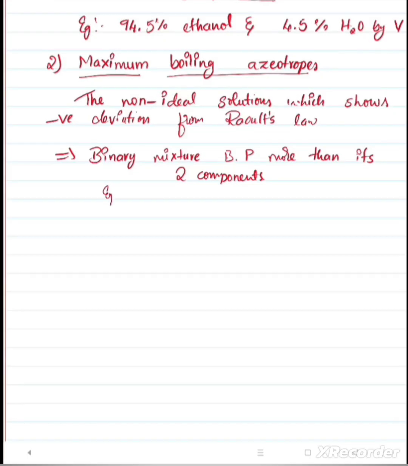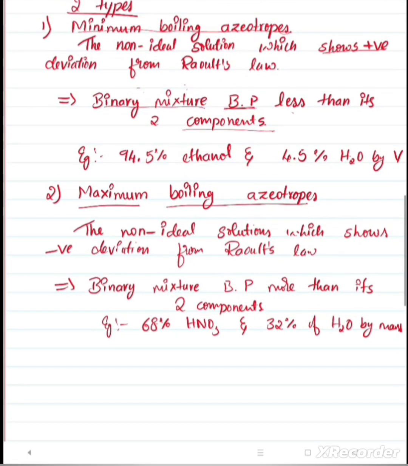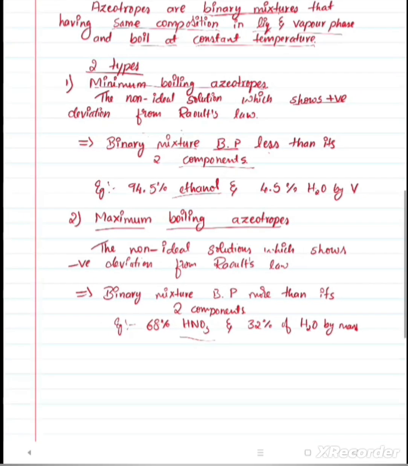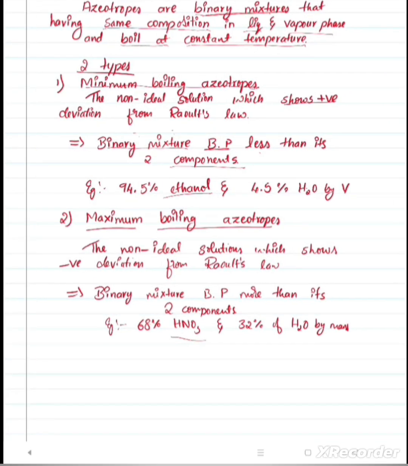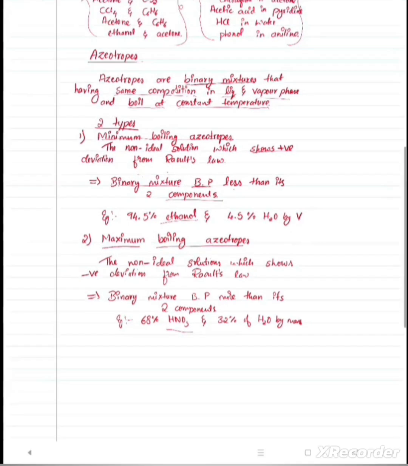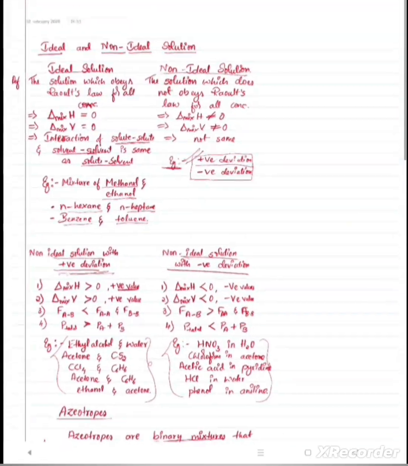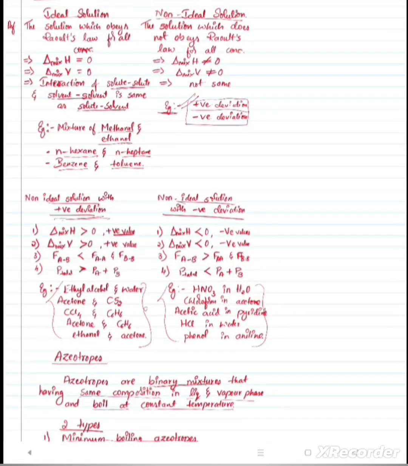Then examples, 68% of HNO3 and 32% of water by mass. Here you will take ethanol, here you will take HNO3. So these two are examples of minimum and maximum boiling azeotropes, which are very, very important. Understood? Then we'll discuss PYQ questions from these topics.